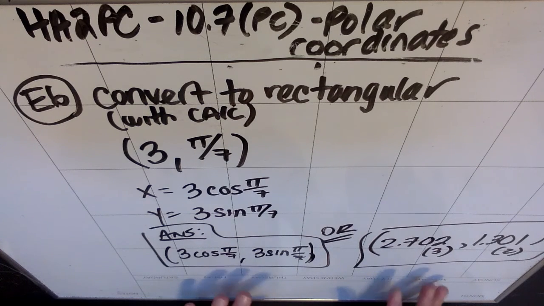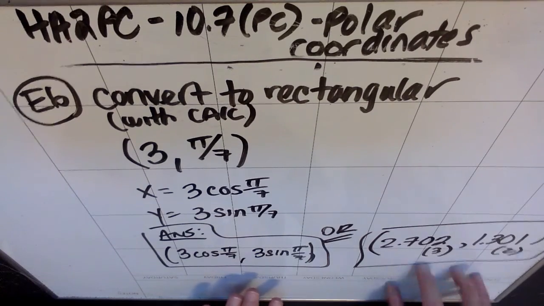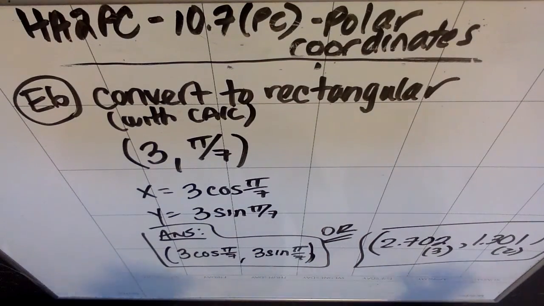Now, in this case, I said there are kind of two, but that's really just because this is if you had a calculator, and this is if you didn't, right? This one's an approximate answer. This is an exact answer.